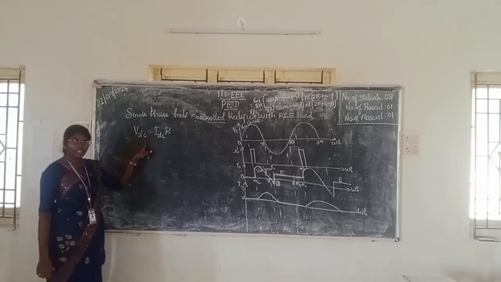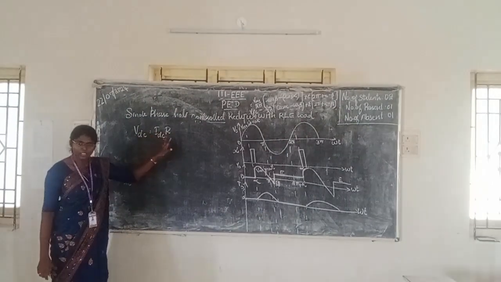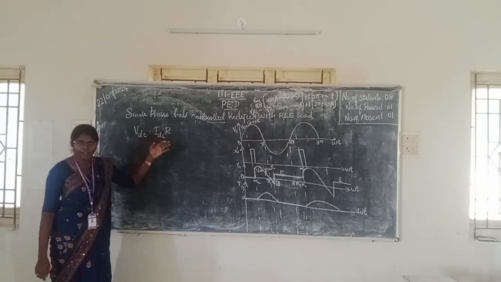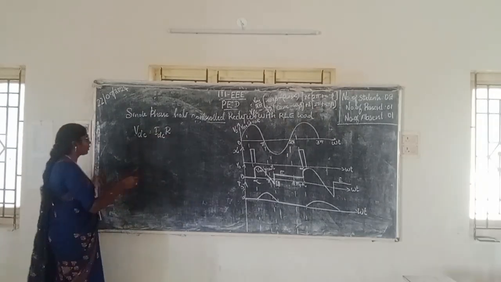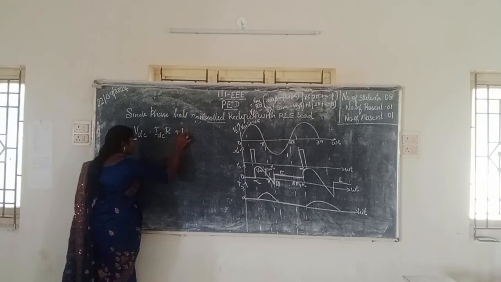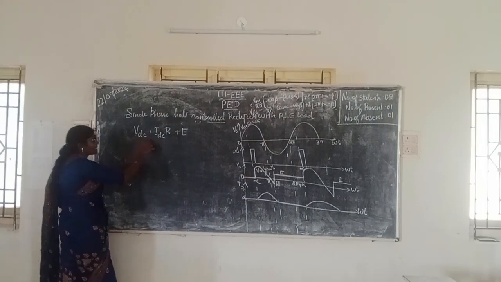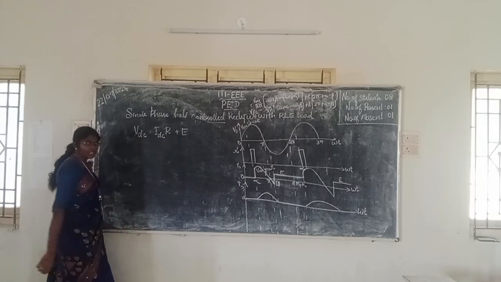So far we know that VDC is equal to what? Ohm's law, V equal to I into R. So VDC is equal to IDC into R, since that is having a resistive load here. Now along with the resistance, who is here? E, because E also is there. So VDC is equal to IDC into R plus E.